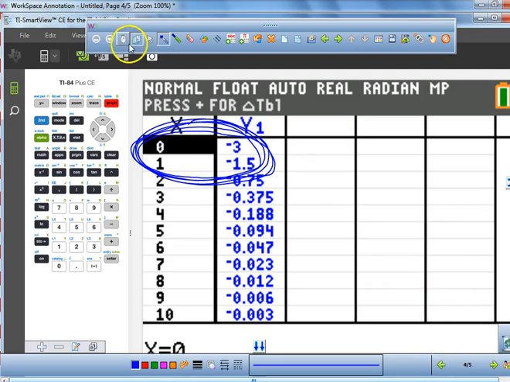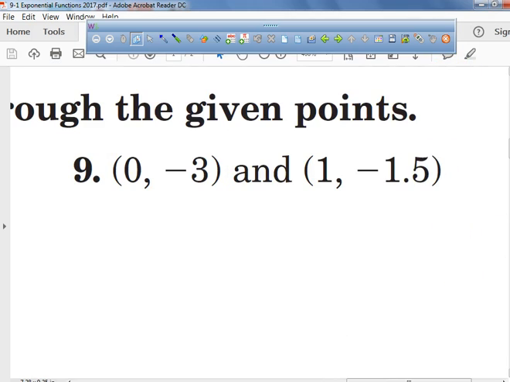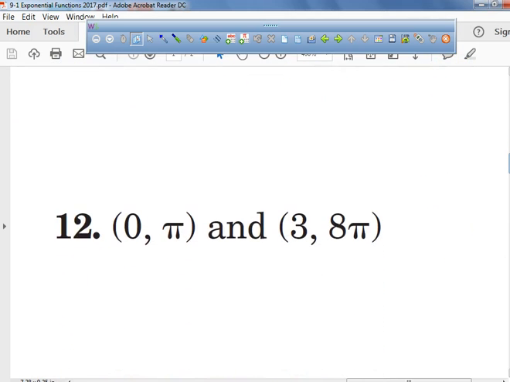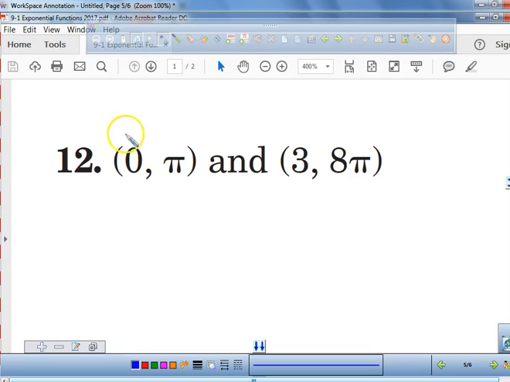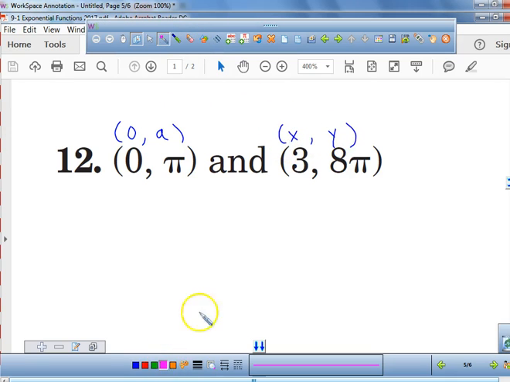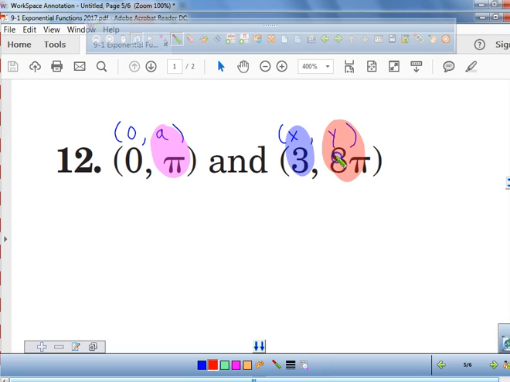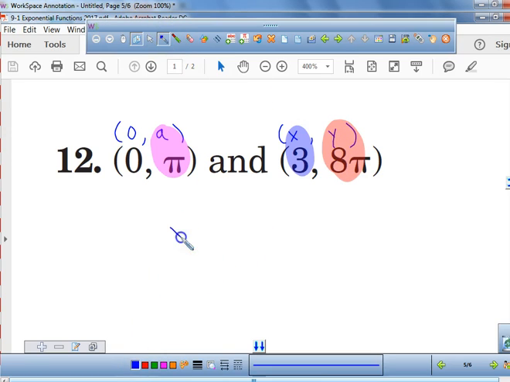Let's do a slightly more difficult one, okay? This will be the last problem that we do. Let's see here, let's go down and do number 12. Here's the final one we're going to do. Our a value is pi. Our x value is 3. Our y value is 8 pi. So I'm going to start with the equation. Y equals A times B to the power of X.